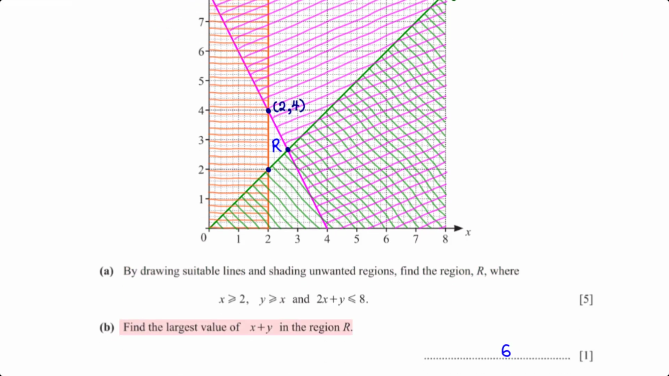Find the largest value of x plus y in the region R. This value is the peak of the region R, where x is 2 and y equals 4, giving us a maximum of x plus y as 6. To confirm this, you can test out the other two vertices of region R, and you will find that their values of x plus y is below 6.